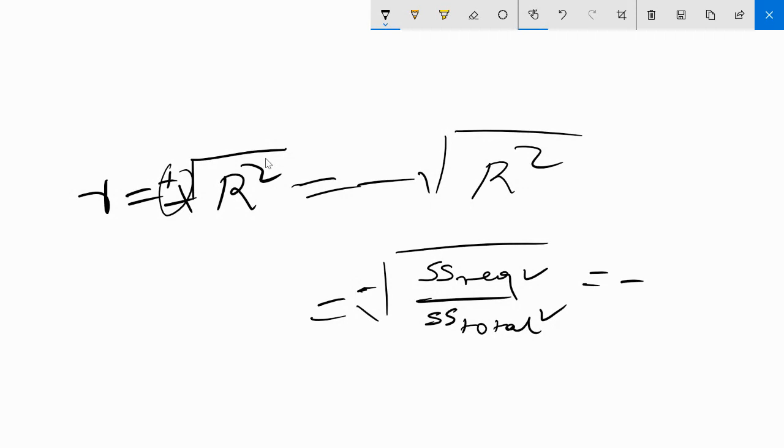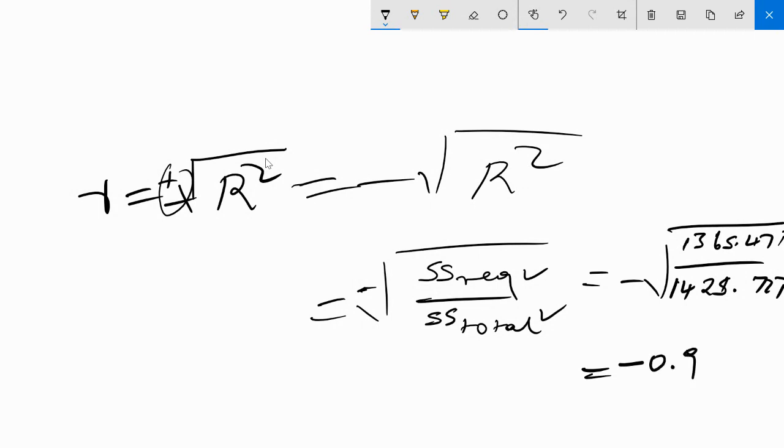This must be negative. So when you go to the ANOVA table and take those values, you will have 1365.471, and here you will have 0.727. And the answer there is negative 0.978. So you can even use the other procedure. If you use the other procedure, it will take you to this.